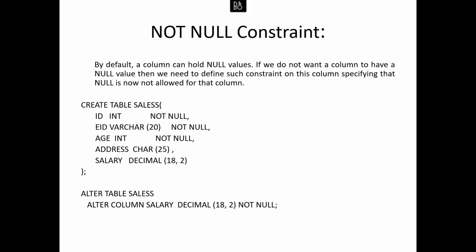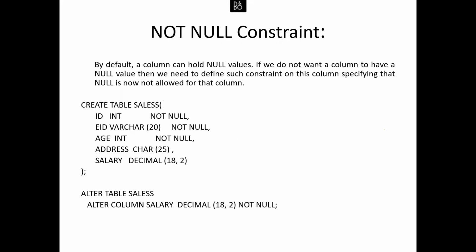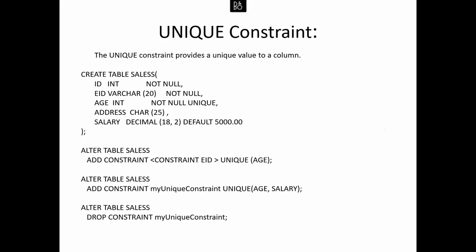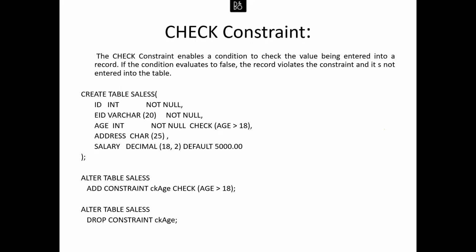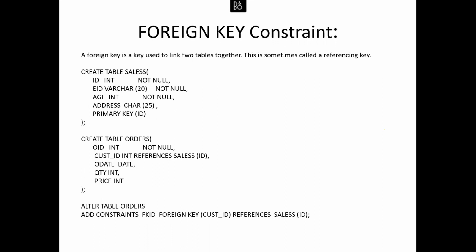We have talked about not null. Why do we use not null? To make the entry to the field mandatory. Default gives the default value. Unique ensures uniqueness of the field. Check is used to specify a condition on a field. Primary key ensures uniqueness of the field. Foreign key is used to relate the two tables.